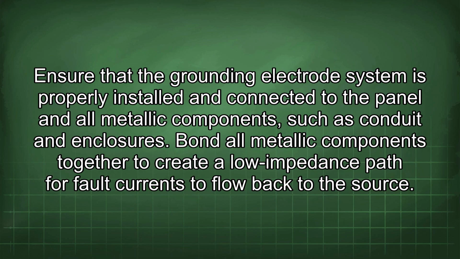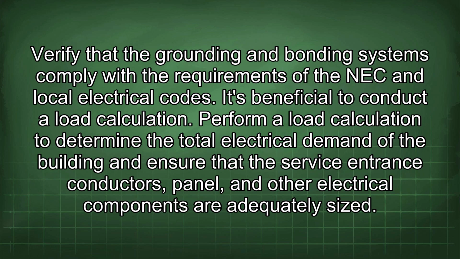Ensure that the grounding electrode system is properly installed and connected to the panel and all metallic components, such as conduit and enclosures. Bond all metallic components together to create a low impedance path for fault currents to flow back to the source. Verify that the grounding and bonding systems comply with the requirements of the NEC and local electrical codes. It's beneficial to conduct a load calculation.